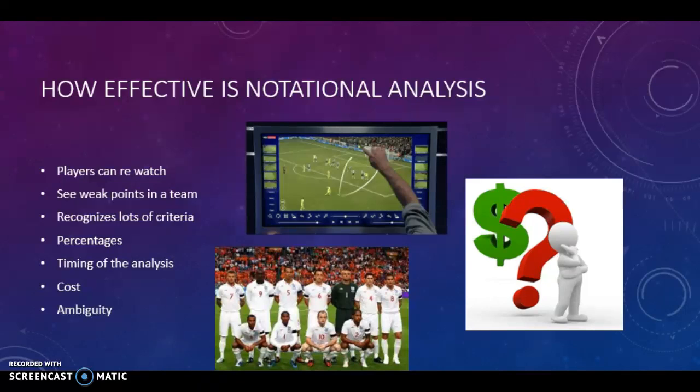So the only downsides to this is it does take a lot of time. It could be time consuming. It's really difficult to keep up with the pace of the game, and it can involve a lot of time to look back and feedback. So the cost of it as well, it's not cheap. It could be really expensive to pay people to watch the games or the technology to be able to do it. And lastly, ambiguity, linking this to the percentages I mentioned, quite often it misses areas. It doesn't quite give the context of what's going on in the games, for example.